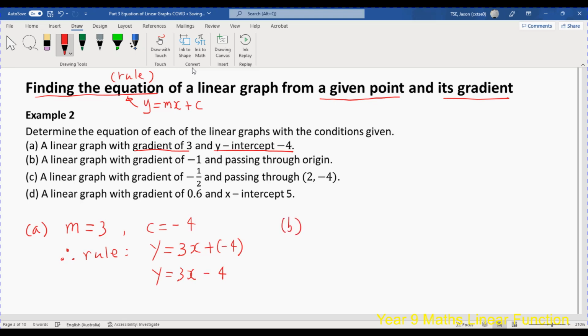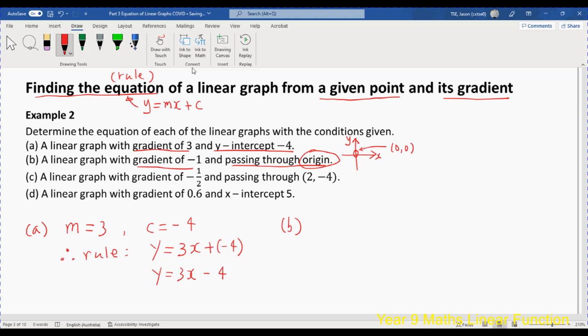Let's try part B. A linear graph with gradient -1 passing through the origin. Where's the origin? Origin means the intersection of the x-axis and y-axis. So here's the origin. Origin actually means (0, 0). Okay, let's see how we can do it.